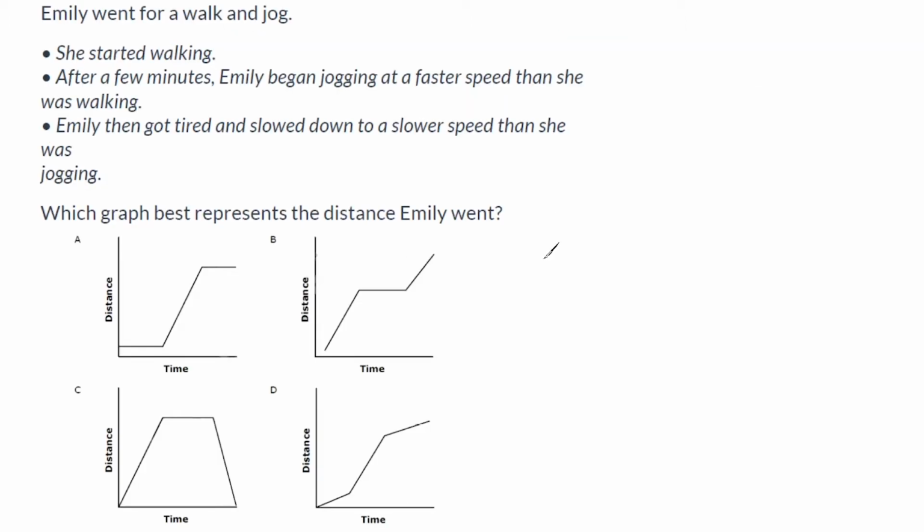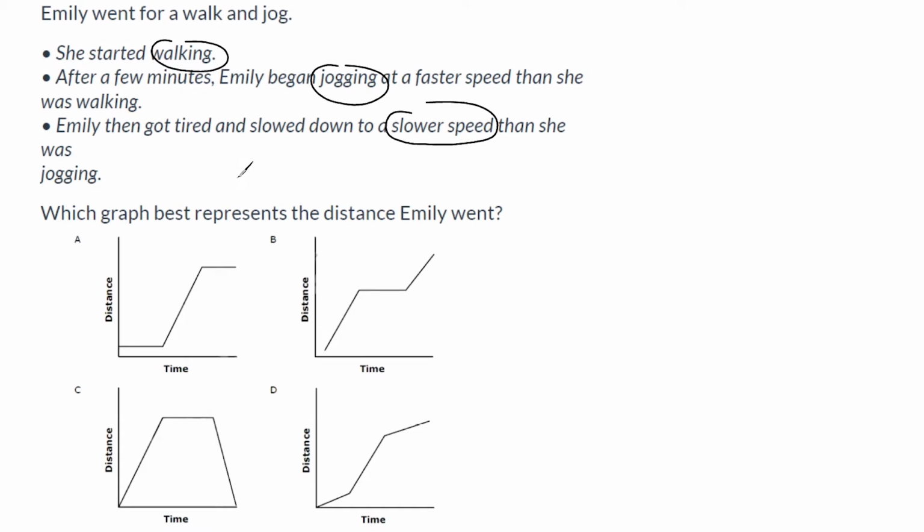All right, this problem states that Emily went for a walk and a jog. It says first she started walking, and after a few minutes, Emily began jogging at a faster speed than she was walking. So that means that she was jogging second, and then she got tired and slowed down to a slower speed than she was jogging, which pretty much means she was walking again, because she's at a slower speed than when she was jogging.